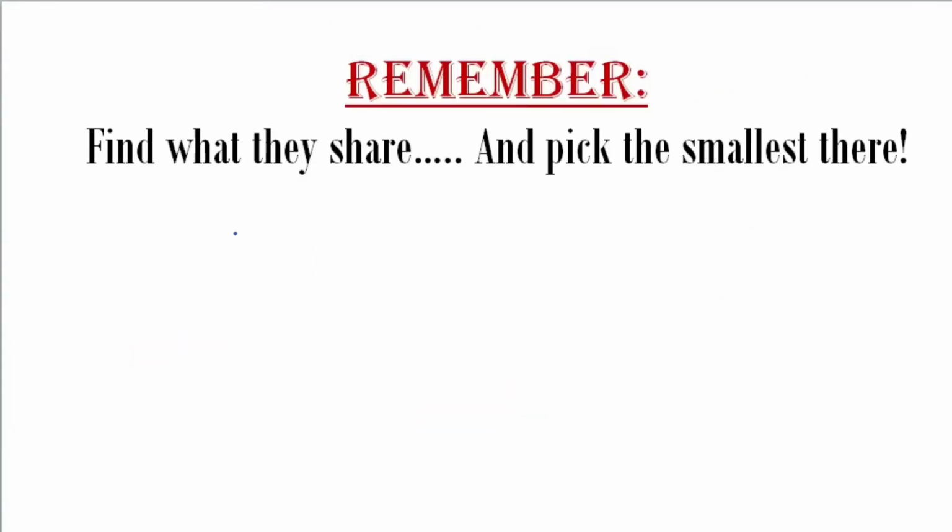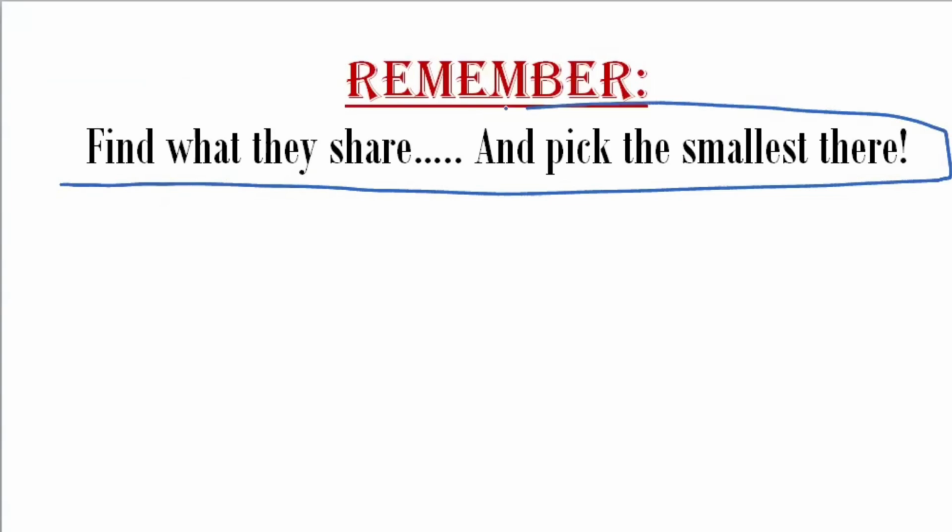So always remember, find what they share and pick the smallest there. Keep in mind this sentence. In the GCF, it was find what they share and pick the biggest there. Here, find what they share and pick the smallest there. It is just the opposite of greatest common factor. It is the least common multiple.